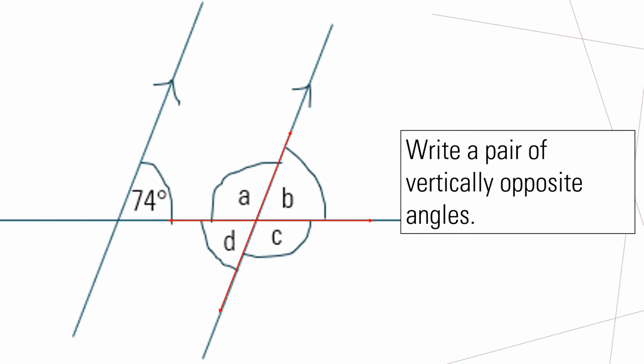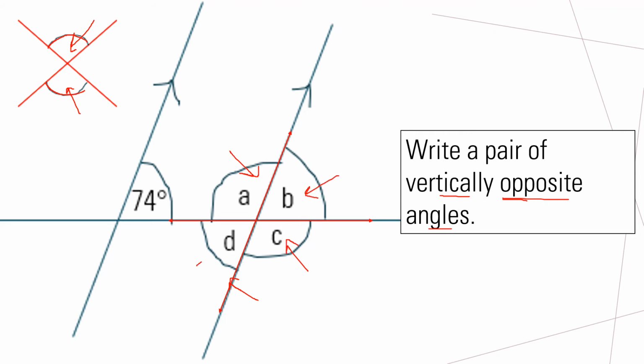For this question, we need to write a pair of vertically opposite angles. To find vertically opposite angle, we can think of the letter X. So the angles are here, and I've marked an X as well in red color. So we know that the opposite angles are this one and this one, which in our case is A and C. It could also be B or D, but we can just choose any.